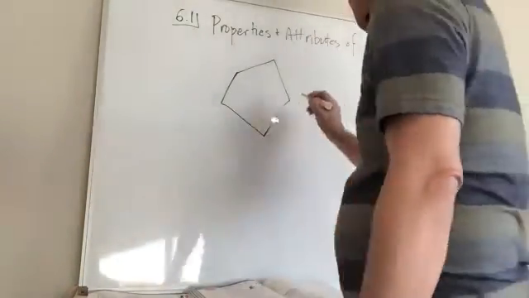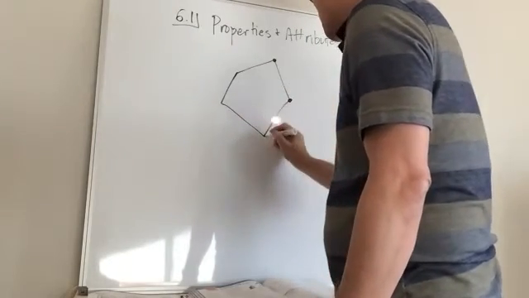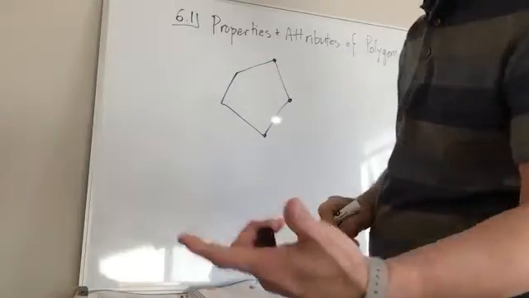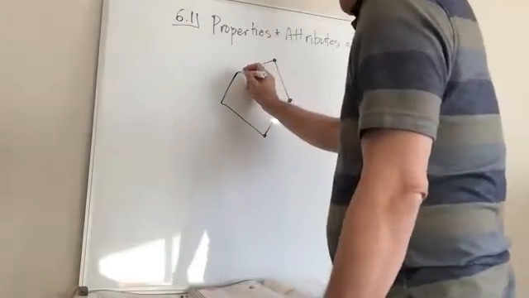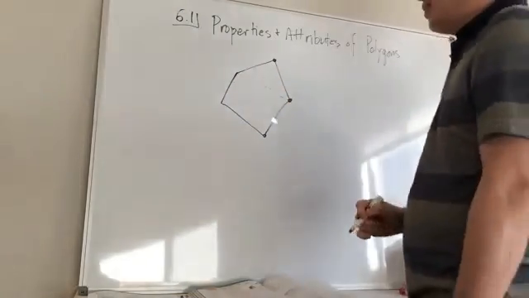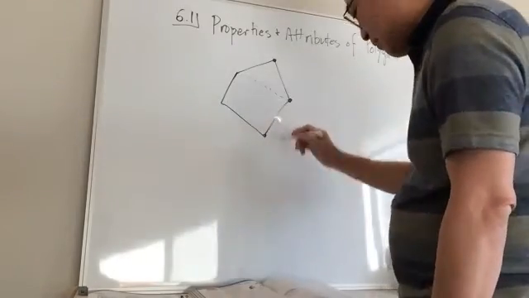Okay, so each one of these things is called a vertex, just like in a triangle. The plural form would be vertices, okay? A line like this is called a diagonal. And obviously each of these little lines is going to be a side.